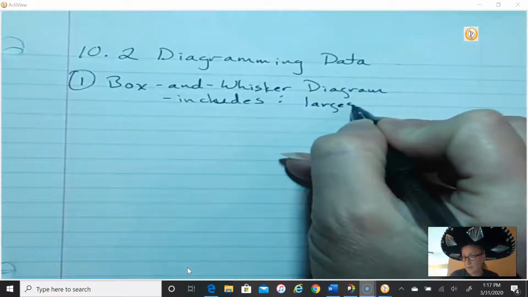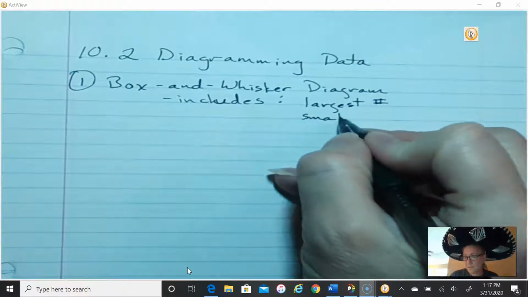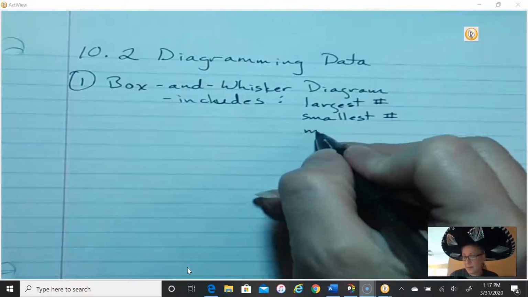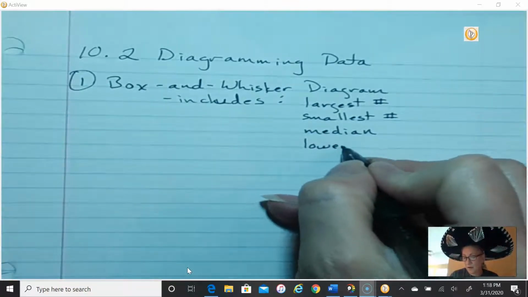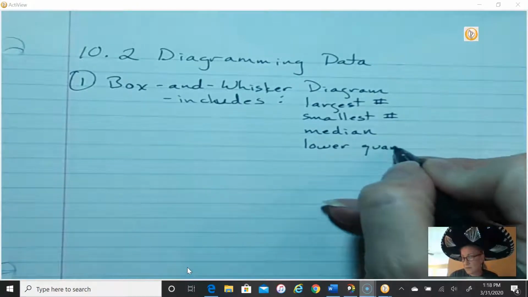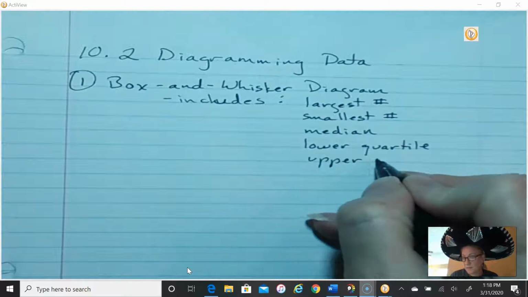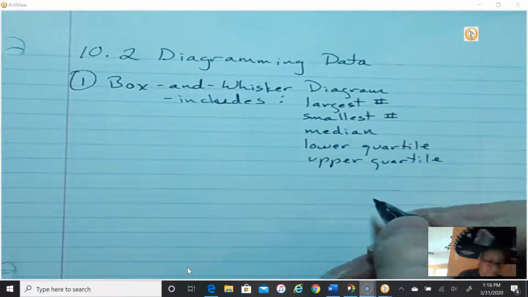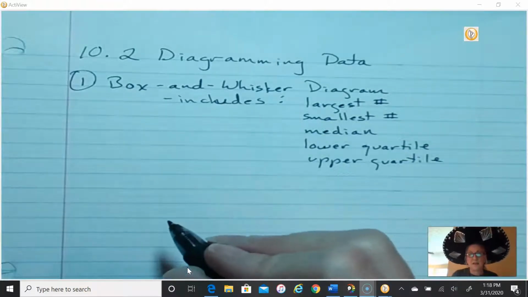largest number, smallest number, median, lower quartile, upper quartile, and that's it. Okay, quartile.